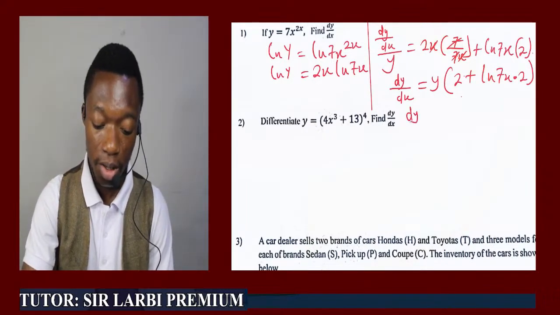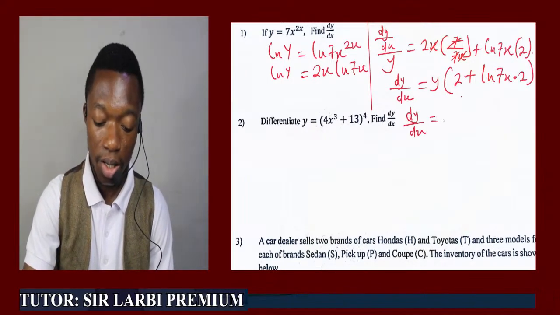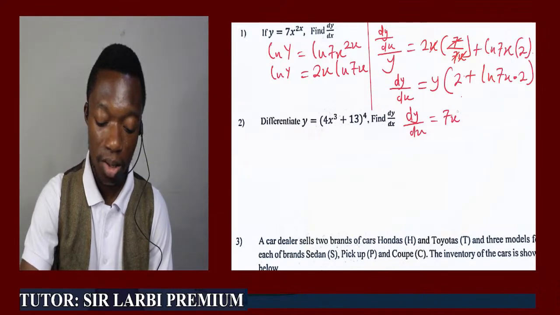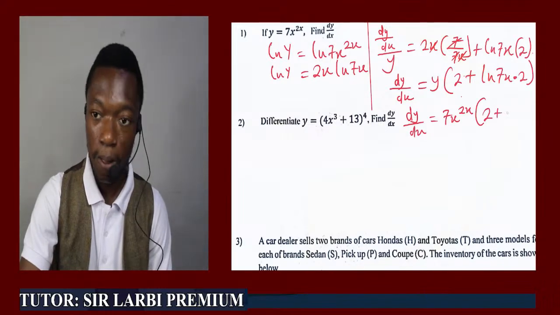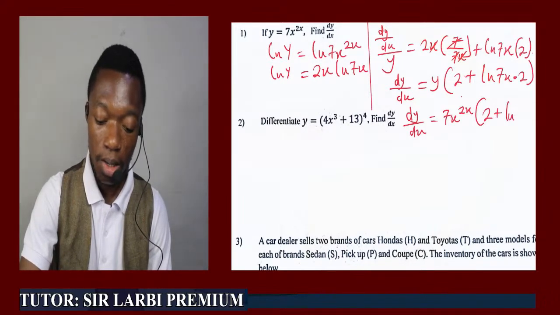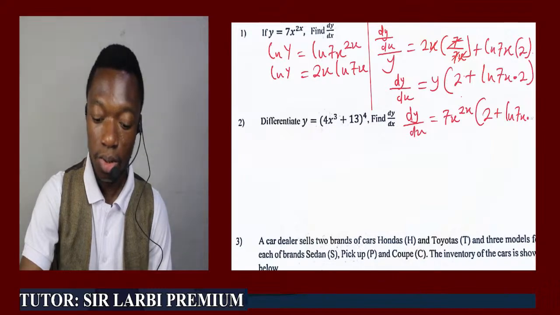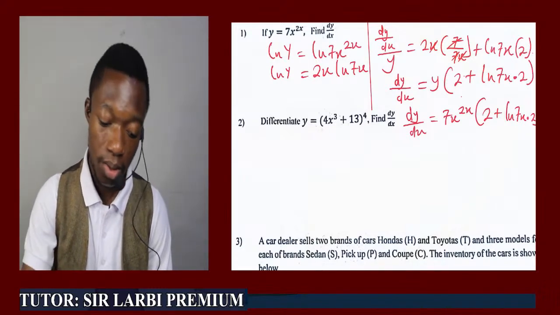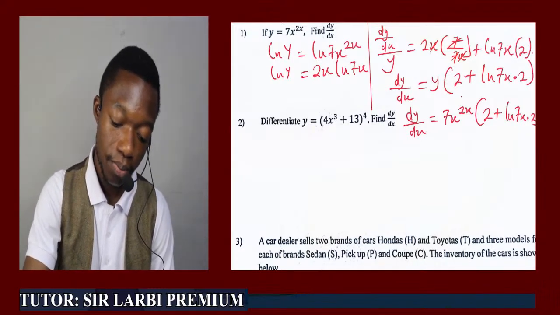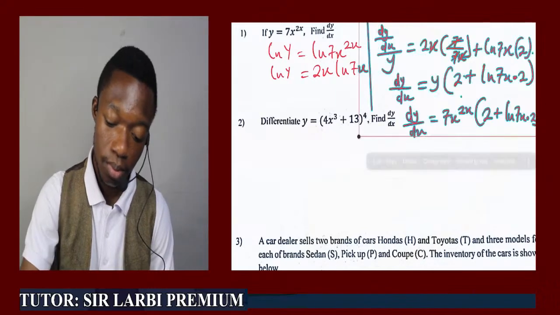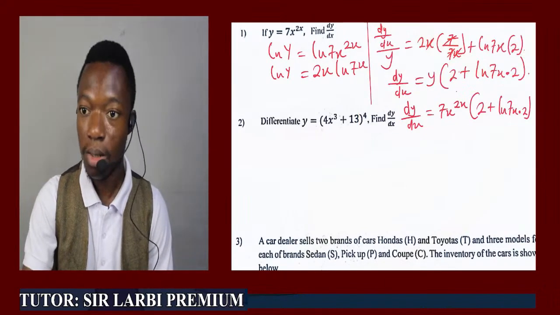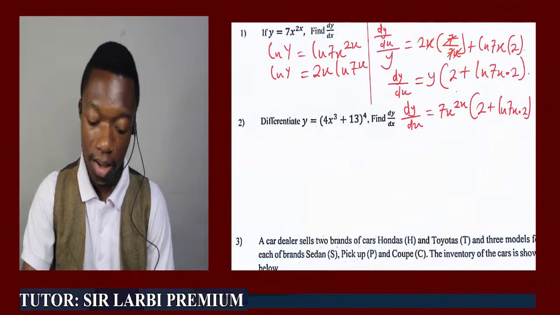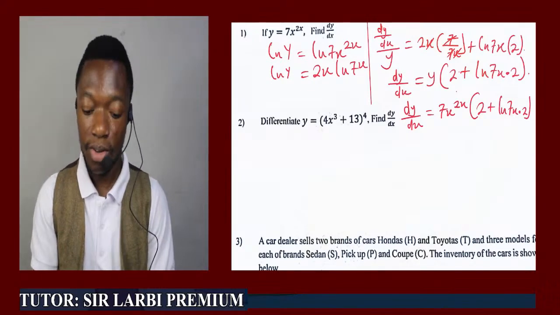So it becomes what? dy over dx to be equal to 7x to the power 2x into bracket 2 plus log 7x dot 2 bracket close. Okay, so once we get that, then we can hopefully do some factorization in the bracket.